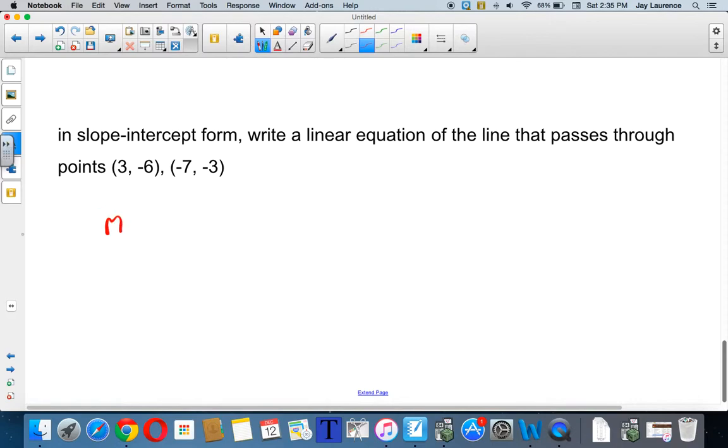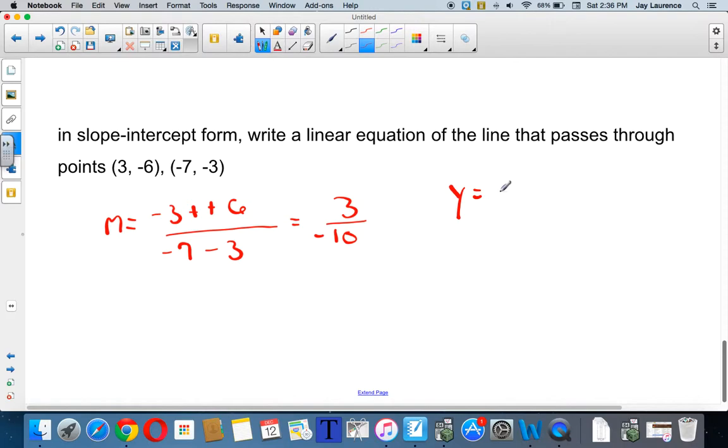All right. Here we go. Here comes my solution. First, I find the slope. So I'm going to do -3 minus -6. Subtracting a negative is like adding a positive. And then -7 minus 3. And so I'm going to get 3 over -10, or -3/10. All right, now I know the slope.